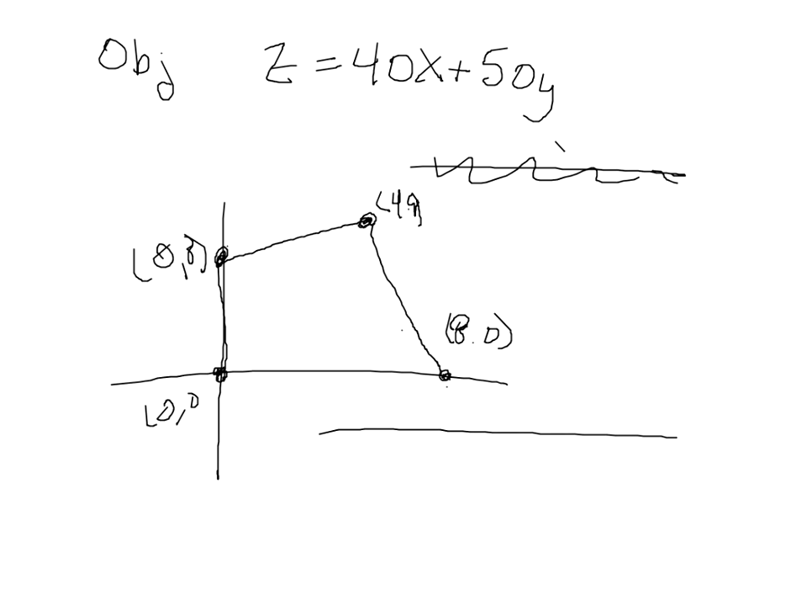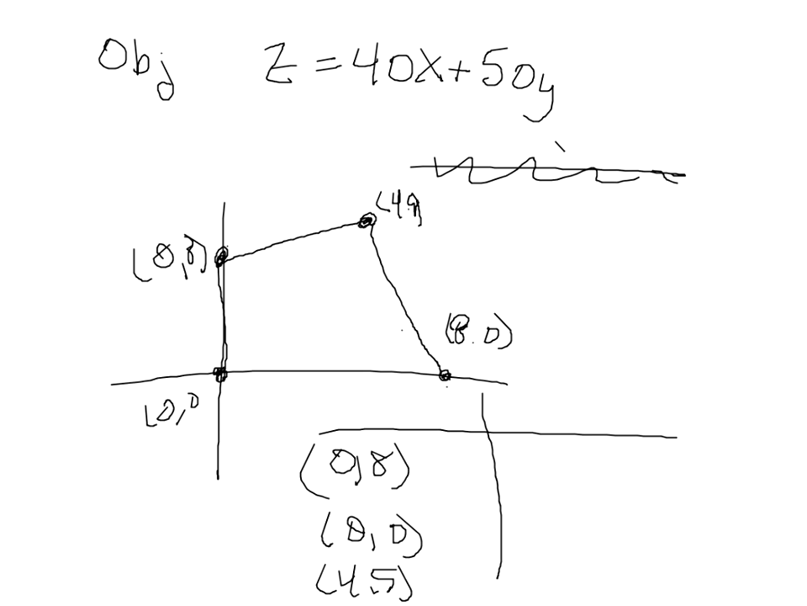Okay, so let's do it again with a new feasibility region. So we get 0, 8, we get 0, 0, 4, 5, and 8, 0. Whoops. So it's the opposite direction of the first point. Okay, so we plug into our objective function. We get 40 times 0 plus 50 times 8. That's equal to 400. Okay, we go on to the next one.